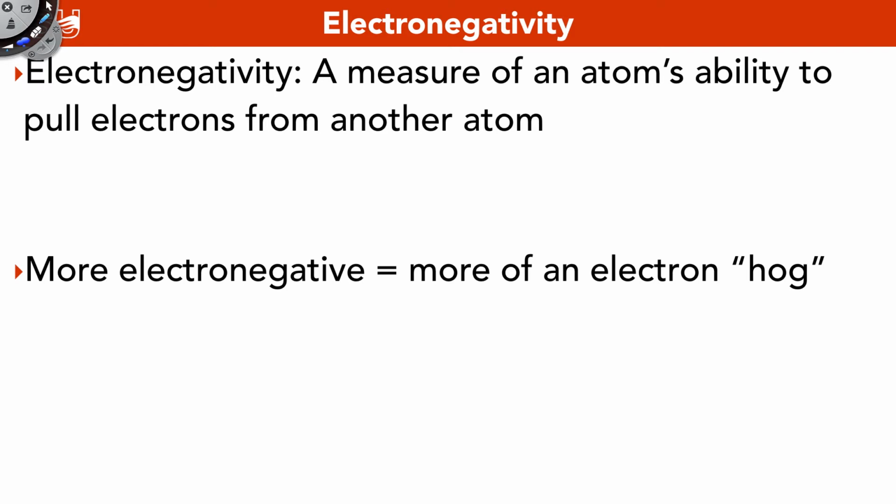So electronegativity is the measure of an atom's ability to pull or hold on to electrons from another atom. Okay? And a way to think about this is if something is more electronegative, it's more of a hog of electrons. What do I mean by that? Well, I'm going to use 2 letters here. I'm going to say A and A. And I'm saying these are 2 different atoms.